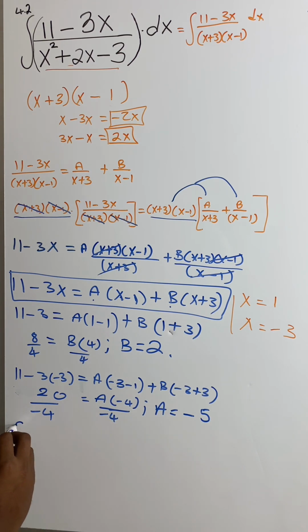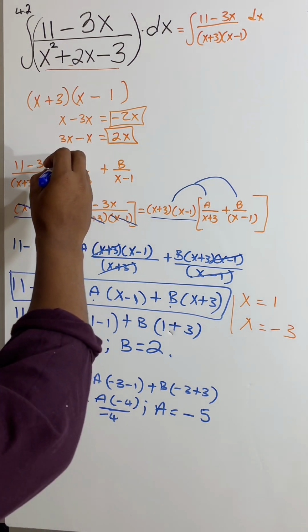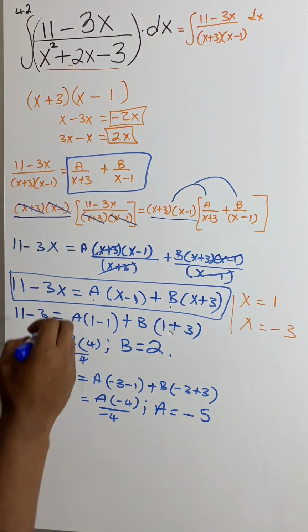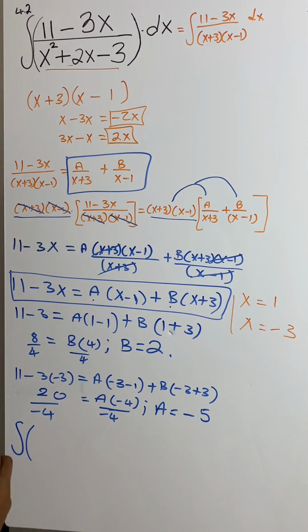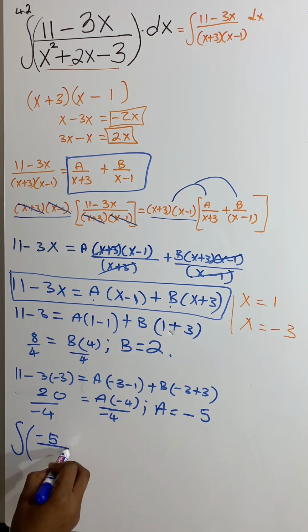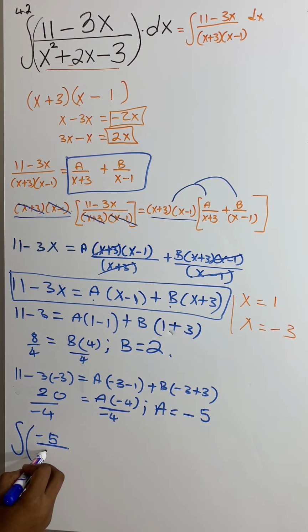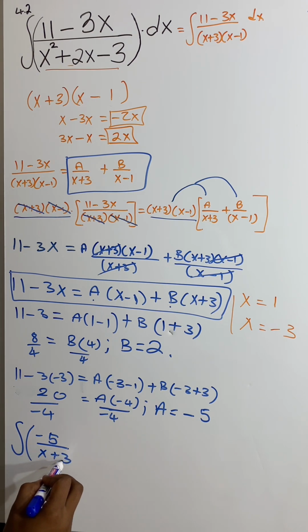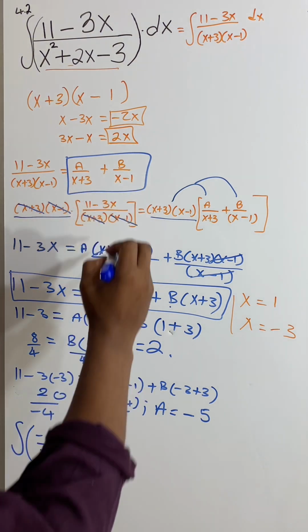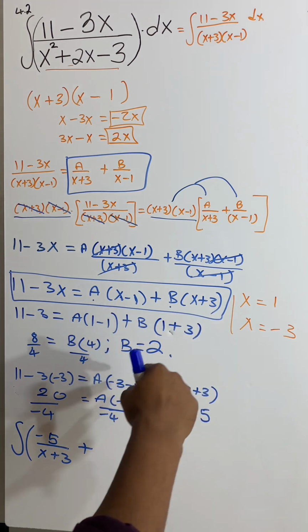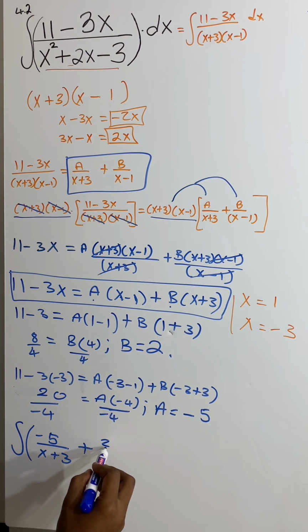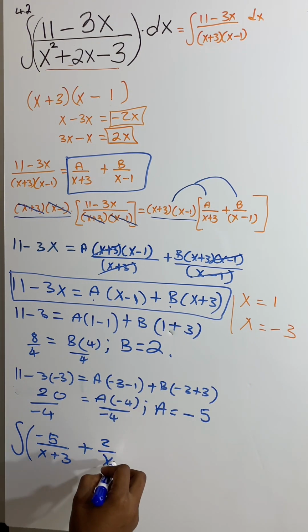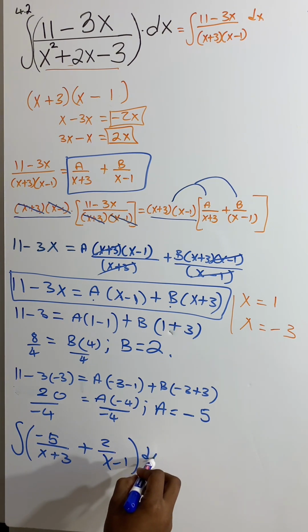So our integral will have a over x plus 3. Our a, we said that it's equals to -5 over x plus 3 plus b over x minus 1. Our b, we determine it as 2 over x minus 1 dx.